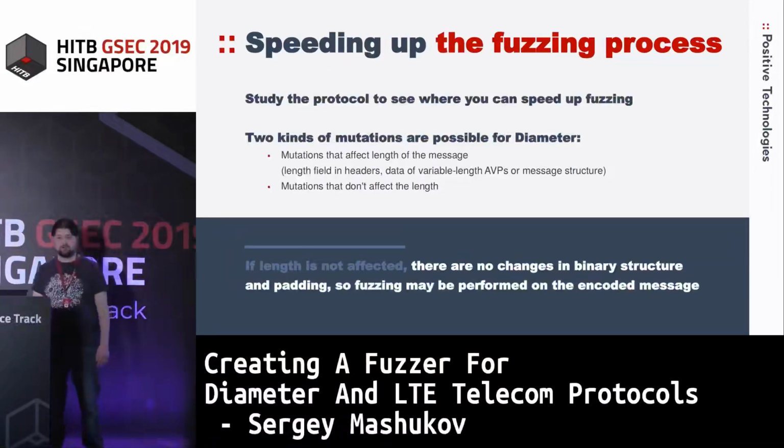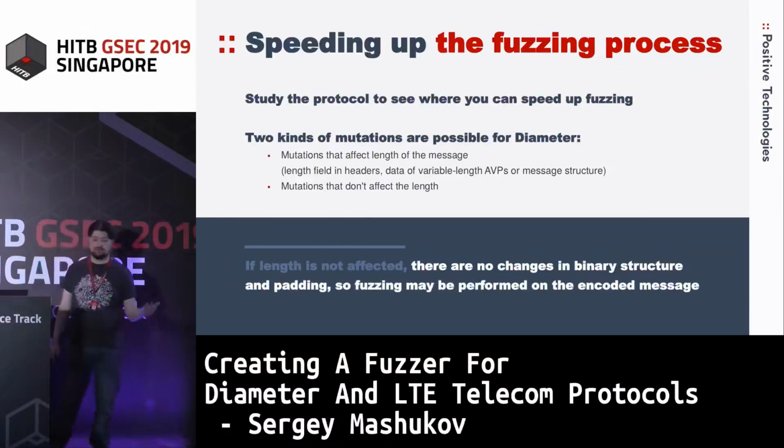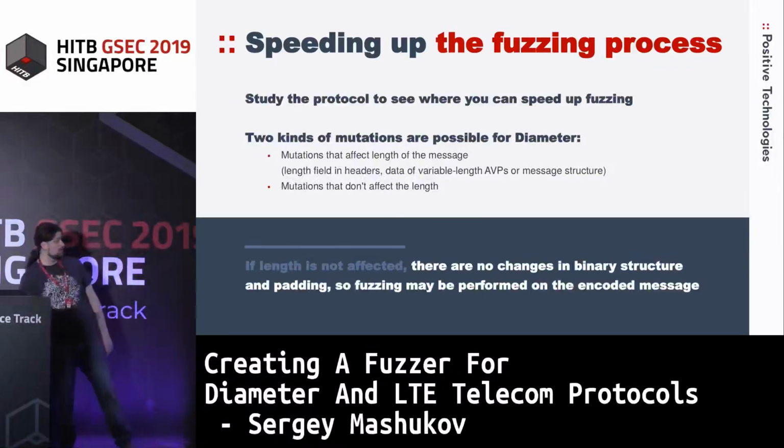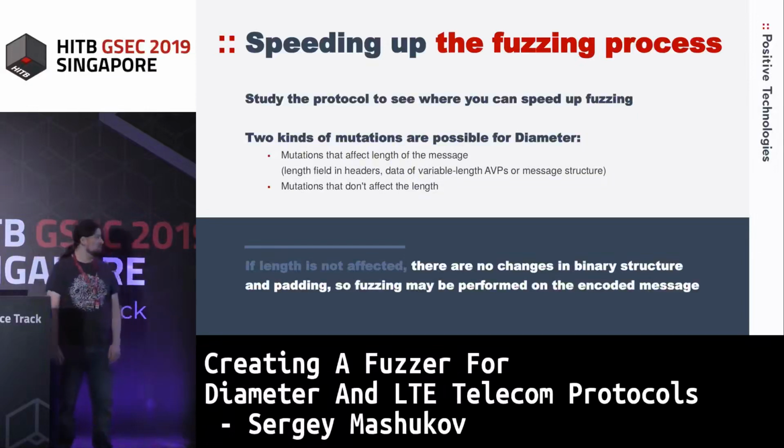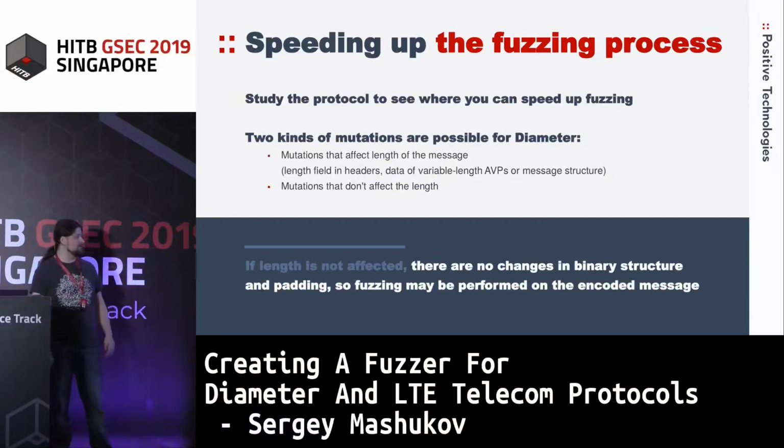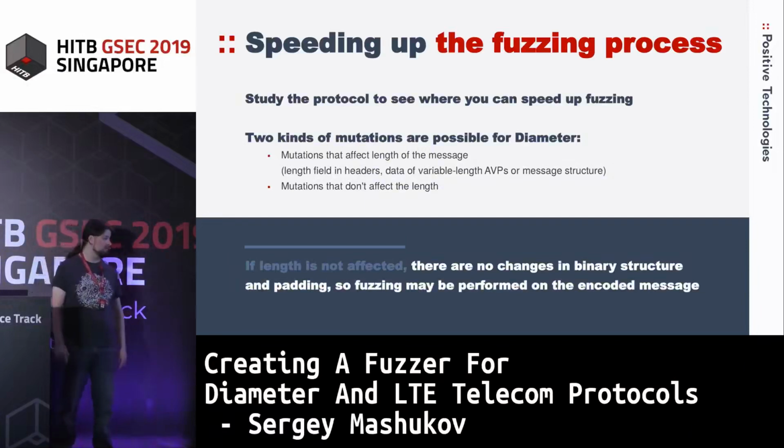In Diameter, there are two kinds of mutations: those that affect the length of the message and those that don't. And actually, you can get away with changing the length only for the ones, like the strings, that are not aligned to 4 bytes and don't have fixed length. This means that you can encode your message first and then fuzz it, which is quite a bit faster than re-encoding it all the time.